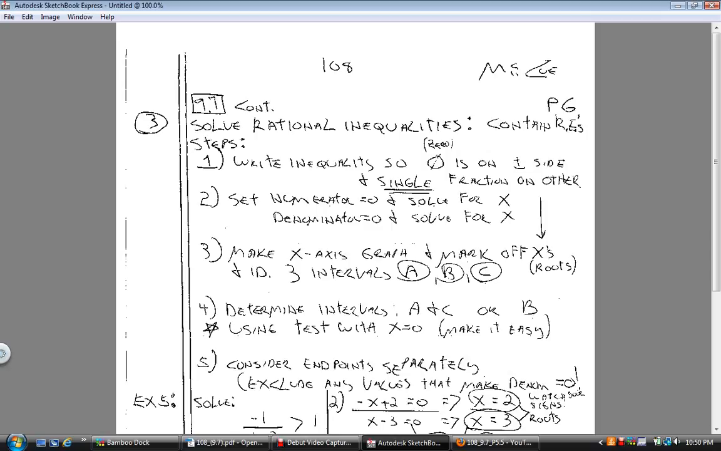We are now going to tackle solving rational inequalities that contain a rational expression, and they are going to look a little complicated to begin with, but if we can follow these 5 steps we have listed here, I'd like to review them. I think we'll be able to sort this out a little bit.